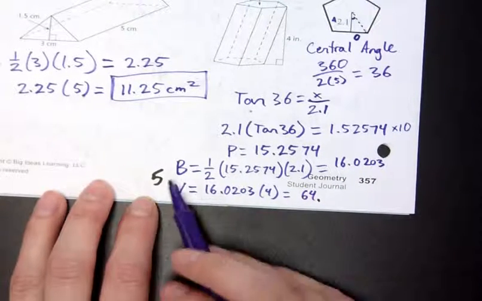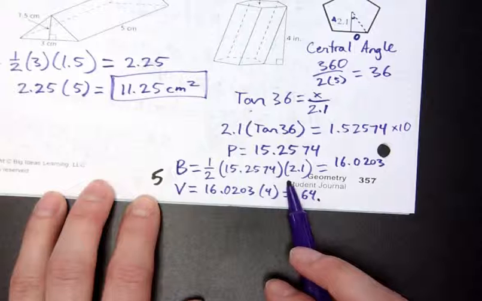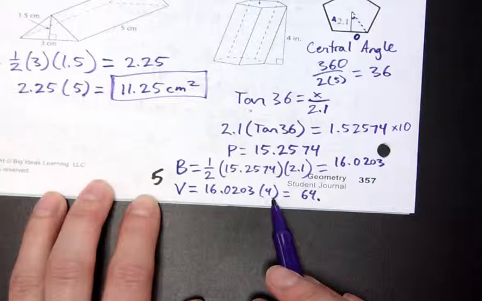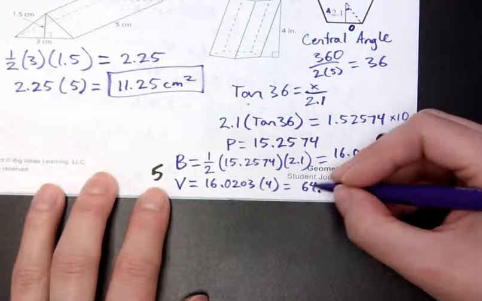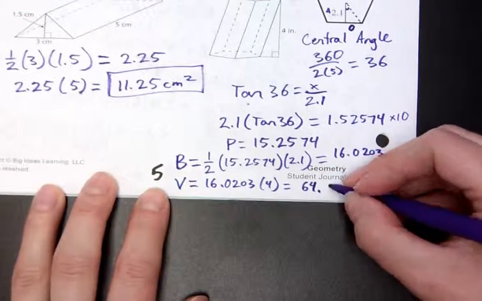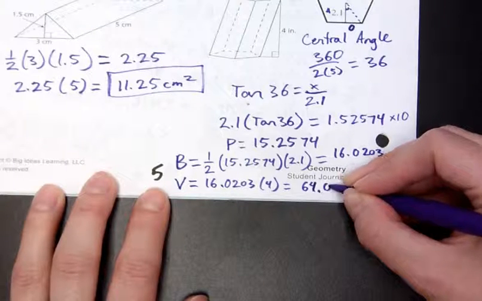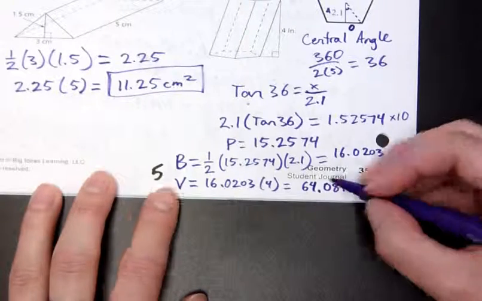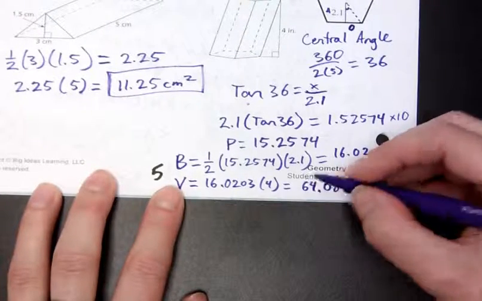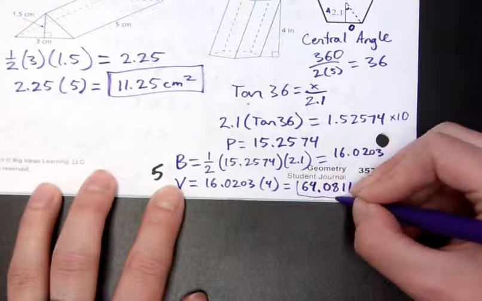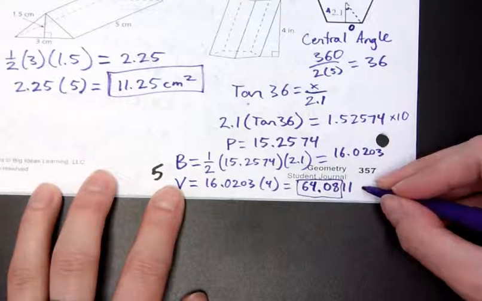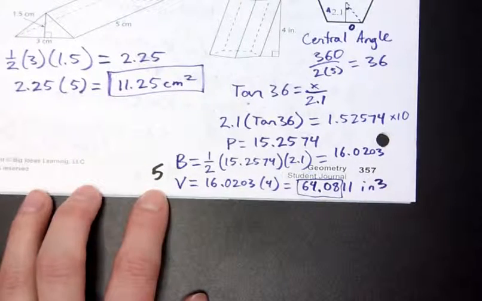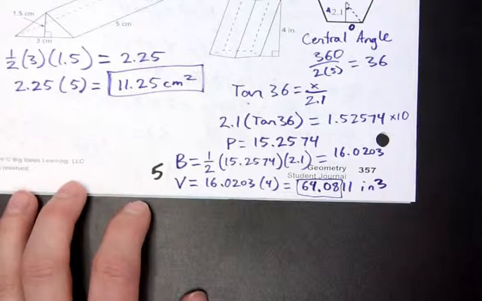Okay, so I found the base, apothem times perimeter, and then I'm finding volume by doing base times the 4-inch height. It was 64 point what? 64.08. And then we're going to round to the hundredths. And then it is inches squared. Sorry, inches cubed. Volume is always cubed, because now we're talking in 3D instead of just the surface.